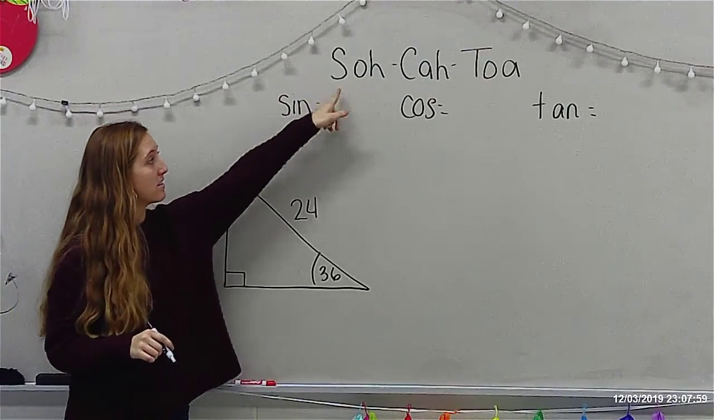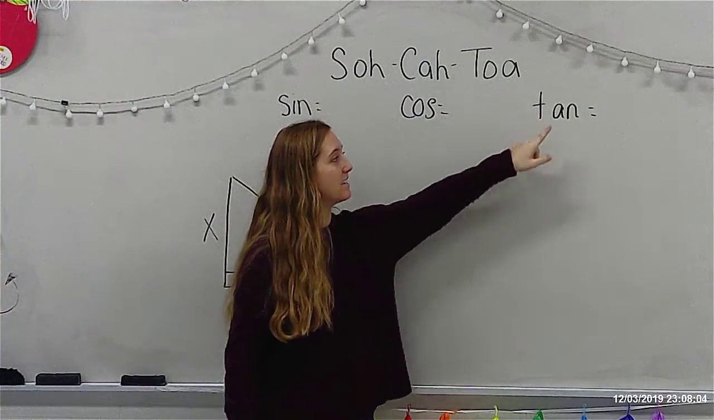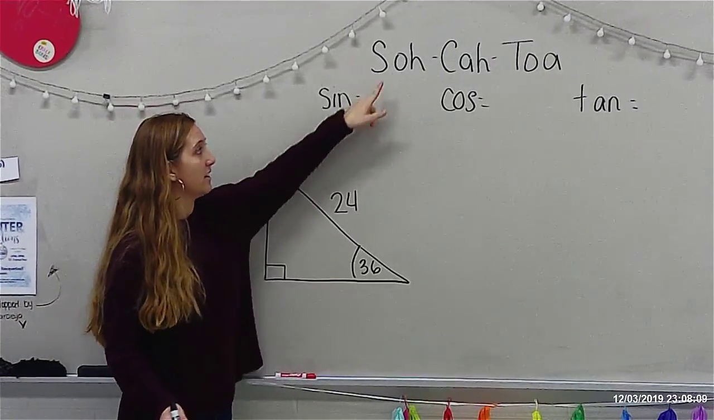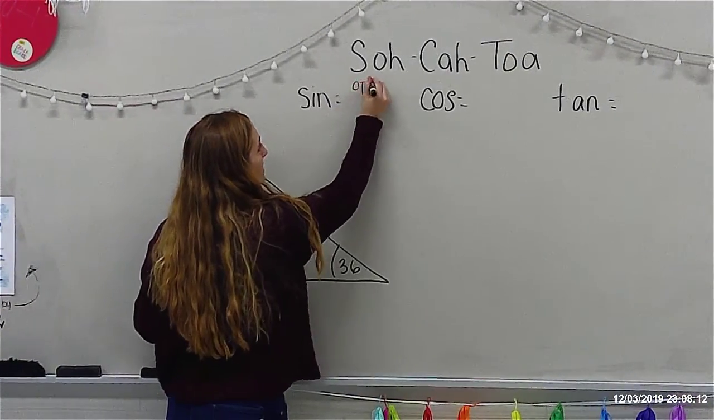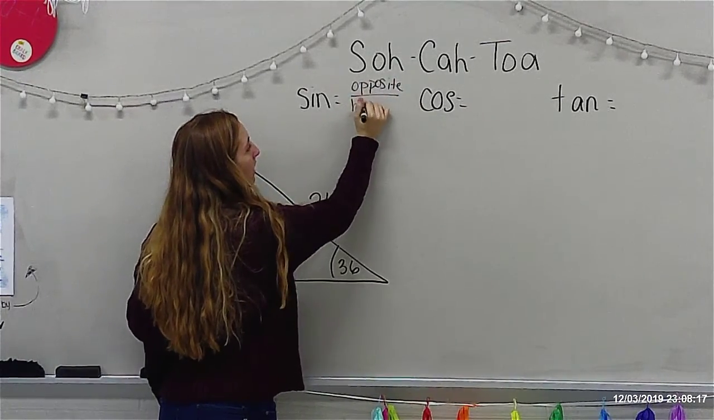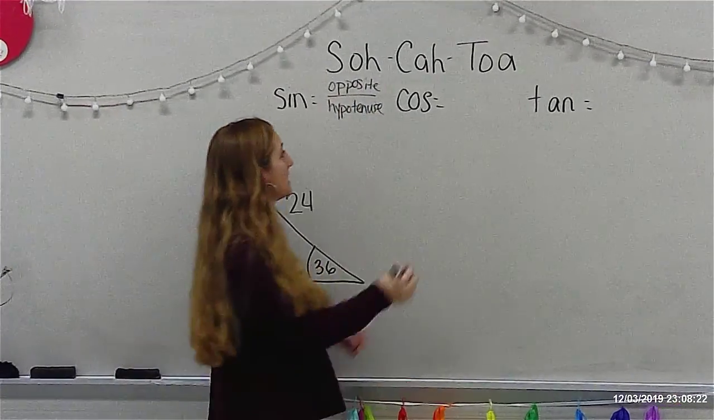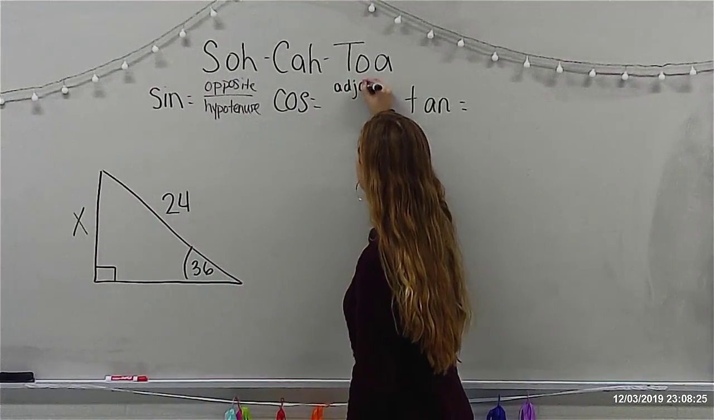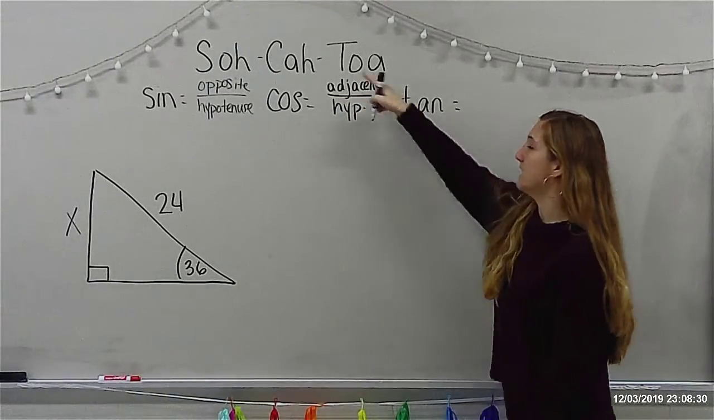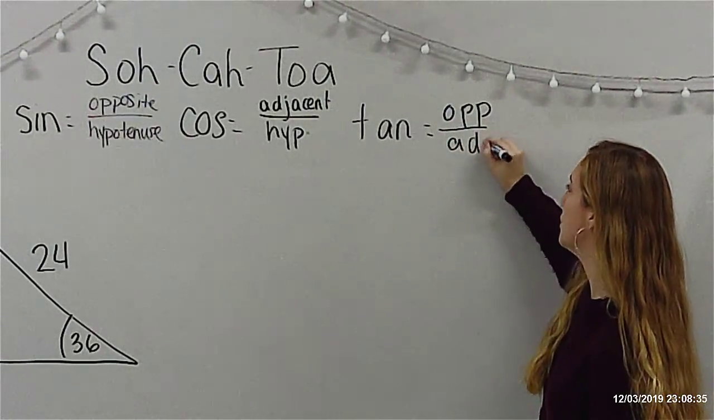Okay? So the S stands for sine, the C stands for cosine, and the T stands for tangent. Okay? So, since I have sine here, the O stands for opposite over the H stands for hypotenuse. Okay? With cosine, the A stands for adjacent, the H stands for hypotenuse. The T stands for tan, the O stands for opposite divided by adjacent.